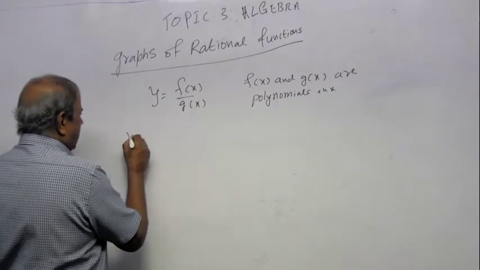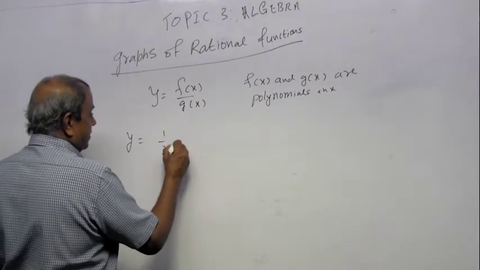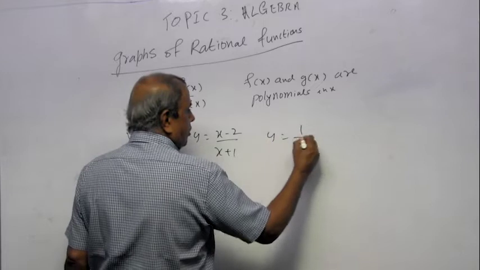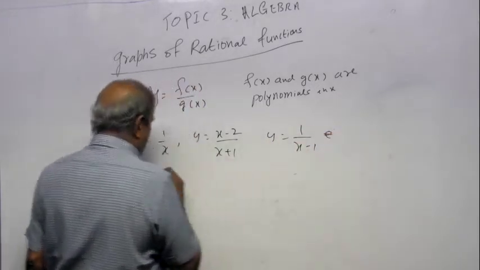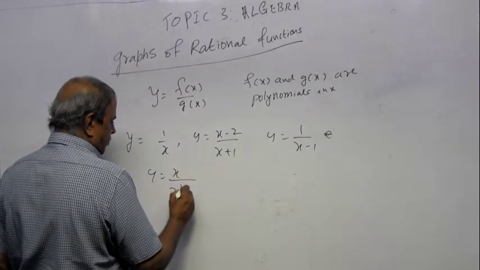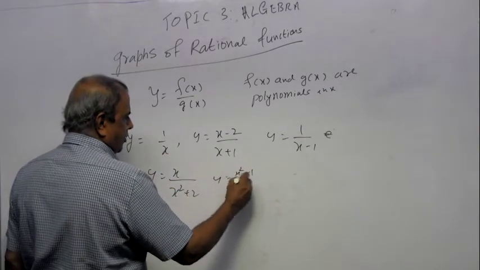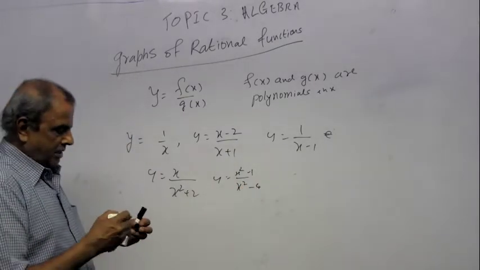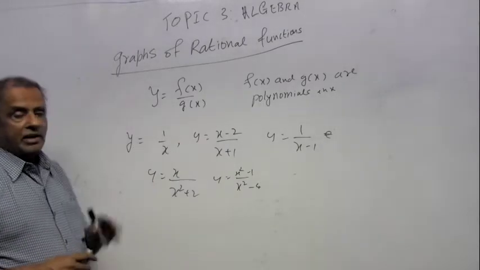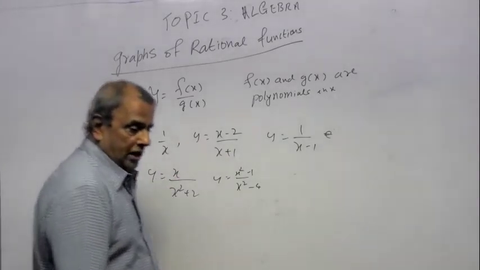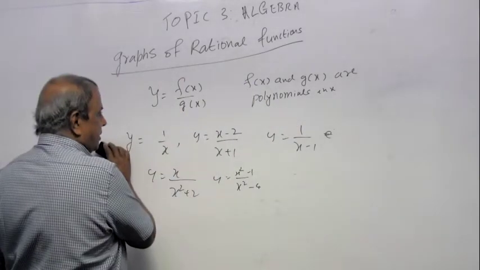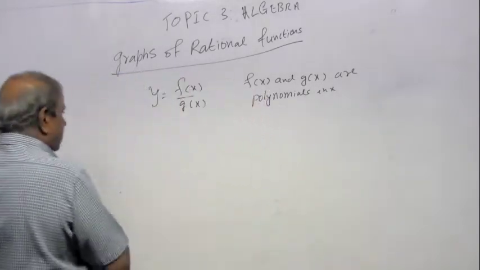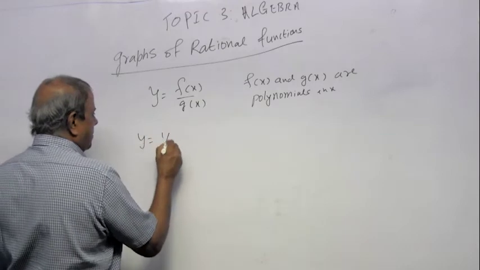So, I'm looking at y equal to 1 over x, y equal to x minus 2 over x plus 1, y equal to 1 over x minus 1, etc. Or y equal to x over x squared plus 2, or y equal to x squared minus 1 over x squared minus 4, something like that. So many things, and how to sketch graphs of curves like these. I won't do all, I'll show you some important points, but let us take a simple example: the graph of y equal to 1 over x.